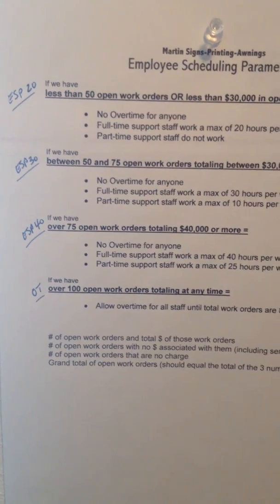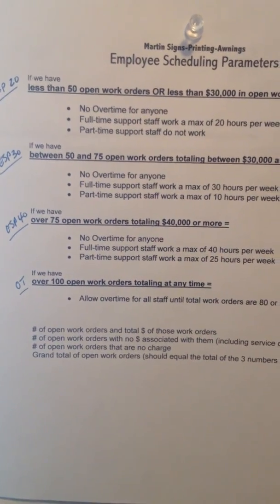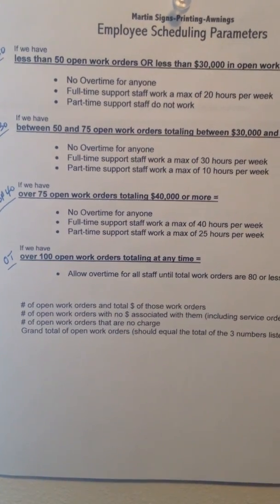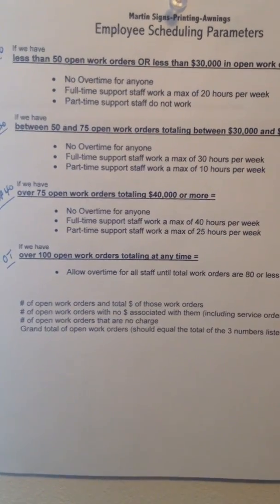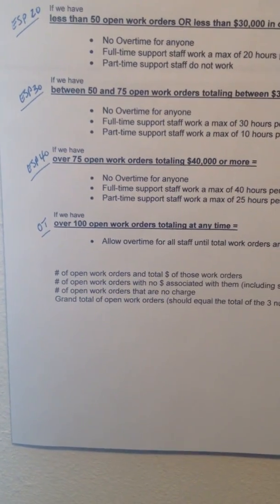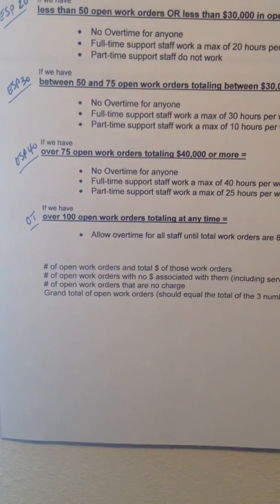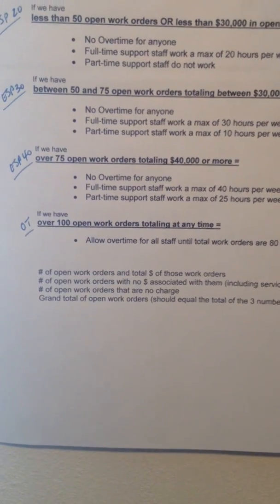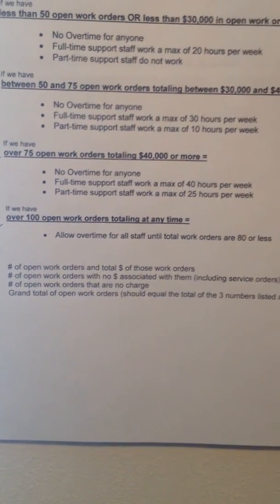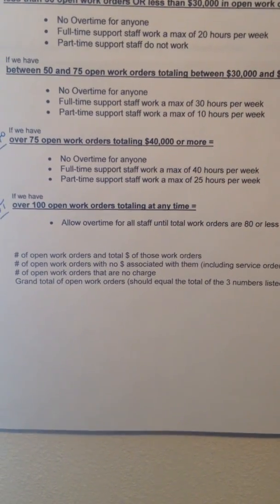Sorry. ESP 30 means we're between 50 and 75 open work orders. No overtime again. Full-time would work a max of 30. Part-time would work a max of 10 hours per week. ESP 40, 75 open work orders or more. Kind of makes sense. Everybody's going to work full-time. Part-time people up to 25 hours.